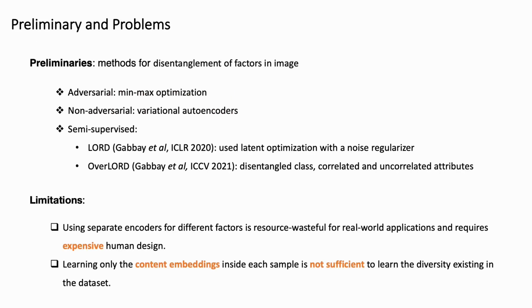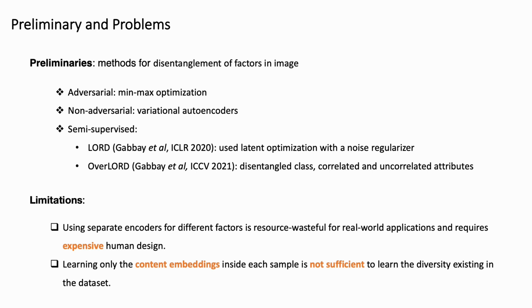So here are preliminaries for the methods to do disentanglement of factors in images. There were three main pipelines. The first pipeline used adversarial frameworks with min-max optimization. The second pipeline applied non-adversarial frameworks with variational autoencoders. So recently, the third pipeline became popular, using semi-supervised methods.